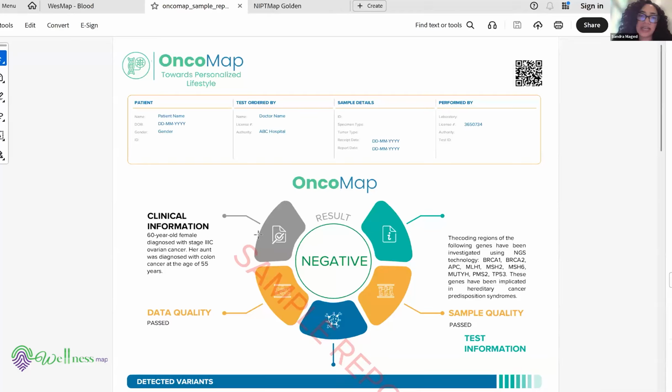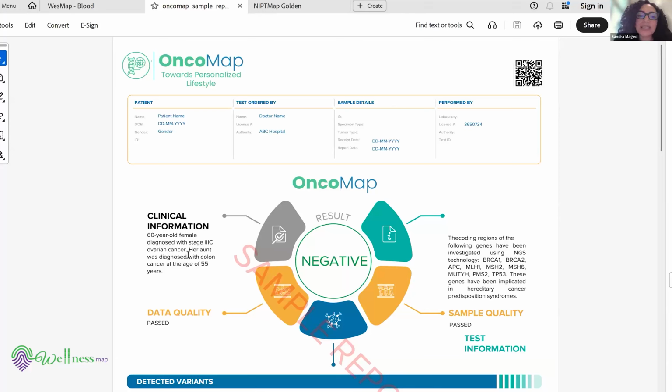If we can see the clinical information on the left-hand side, we can see that it is a 60-year-old female that was diagnosed with ovarian cancer, and her aunt was diagnosed with colon cancer at the age of 55. So in this specific case, we see that cancer has been there and the family history has been there as well.